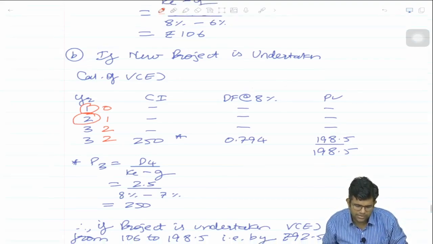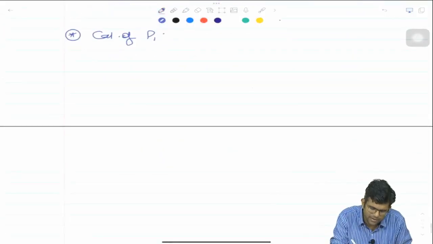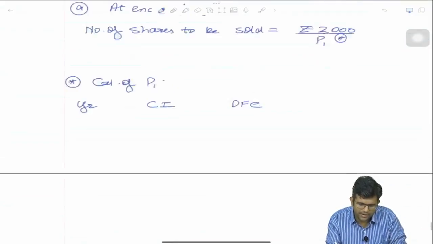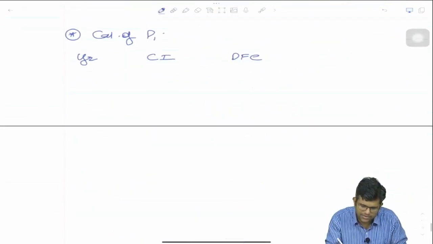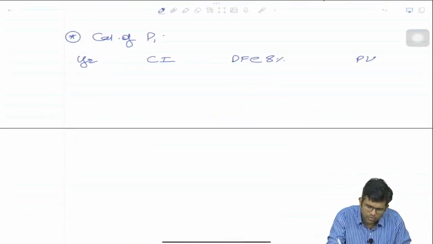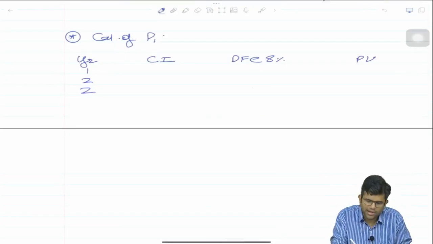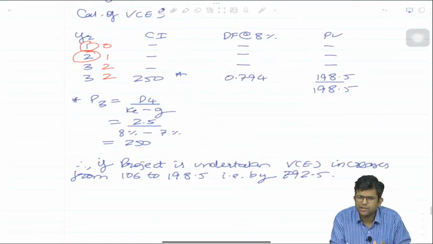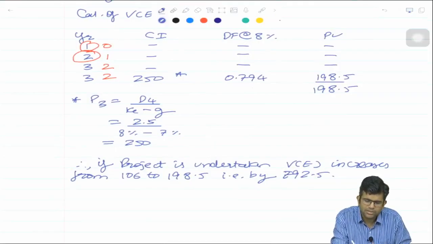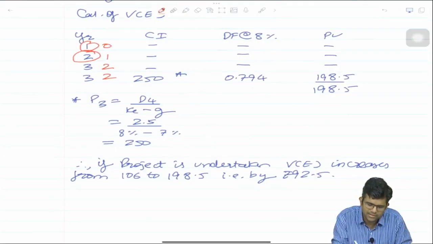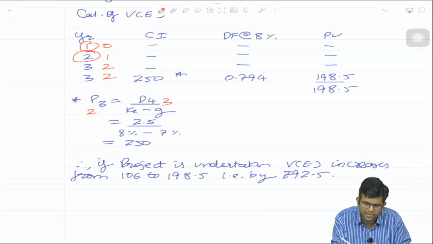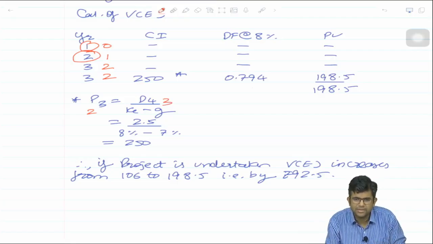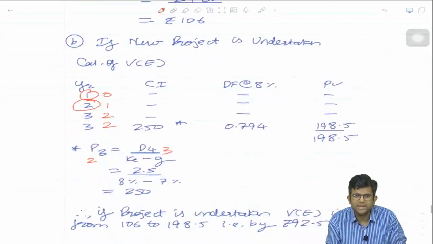So what I will do is, for the calculation of P1, I will write year, cash inflow, discounting factor at the rate of 8%, and present value: 1, 2, 2. I will say dash dash, and students, I hope you realize this 250 calculation will not change. Now you are calculating P2 is equal to D3. Numbers are the same, only the P and D number is changing. Otherwise the calculation will remain the same, only 250. Correct?